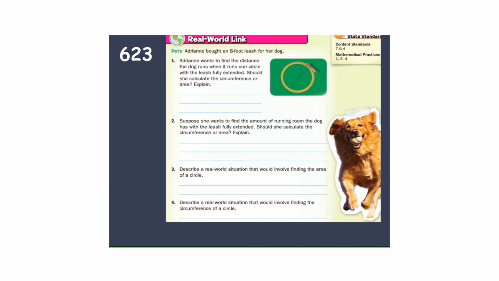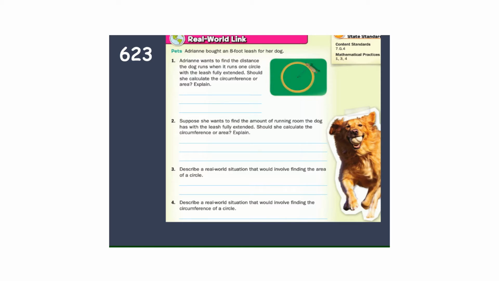Number 2, suppose she wants to find the amount of running room that the dog has. So that means the whole complete circle, not just the length around the outside. Should that be circumference or area? That should be the area. So that's the difference. Okay.